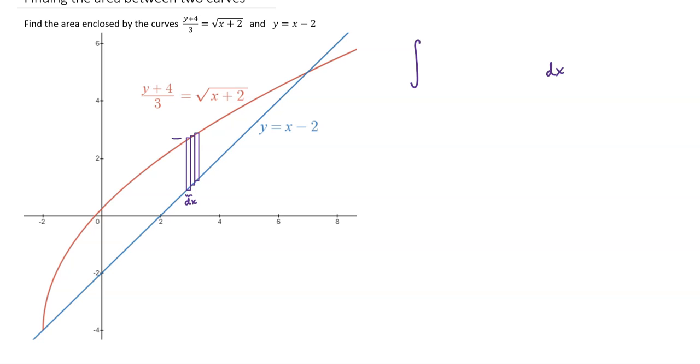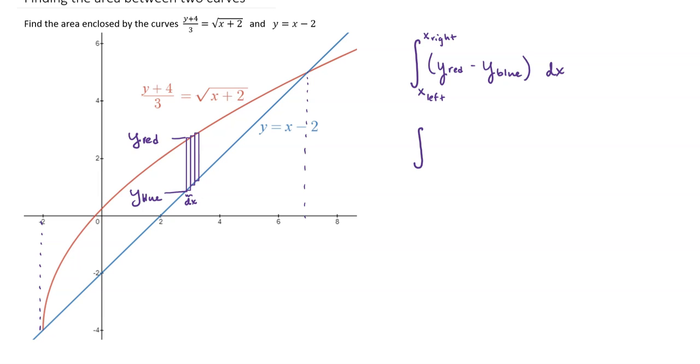And the height will be whatever the y-coordinate is here on the red curve minus whatever the y-coordinate is here on the blue curve. So each rectangle's height is y red minus y blue. The lower limit of integration will be the x-coordinate of the left endpoint, and the upper limit of integration will be the x-coordinate of the right endpoint. So now it's just a matter of using the given information to fill in all the pieces.